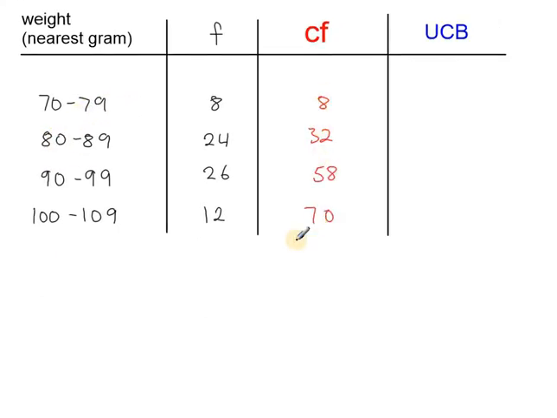Cumulative frequencies. The upper class boundaries will be 79.5, 89.5, 99.5, 109.5. Cumulative frequency always starts from 0 when we're looking at graphs. So I'll need a value here, which following the pattern here would be 69.5.